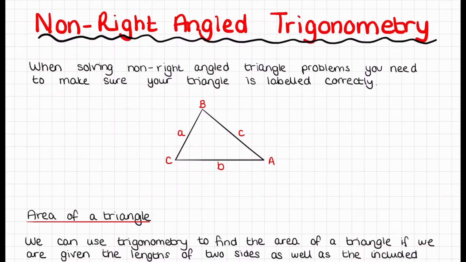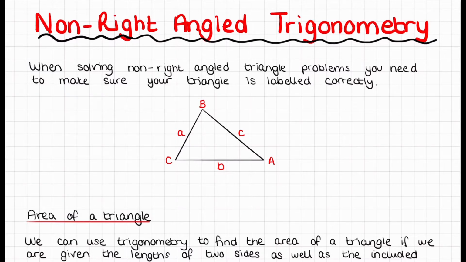This topic is non-right-angled trigonometry. When solving non-right-angled triangle problems, you need to make sure your triangle is labelled correctly. When we label a triangle in non-right-angled trig, more often than not, the angles are represented with capital letters and the sides are represented with lowercase letters.